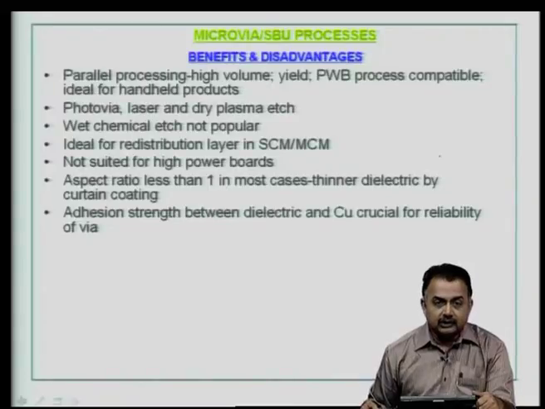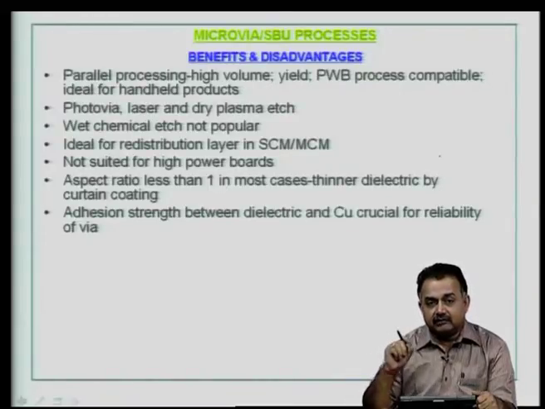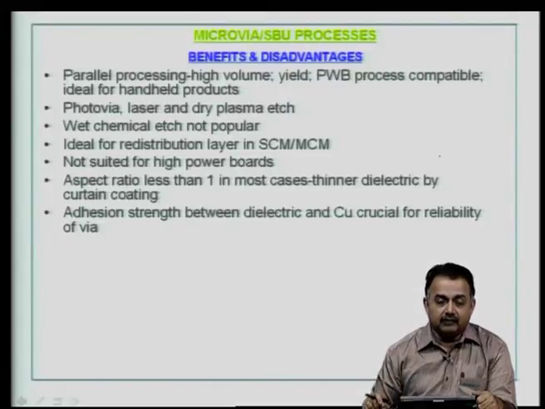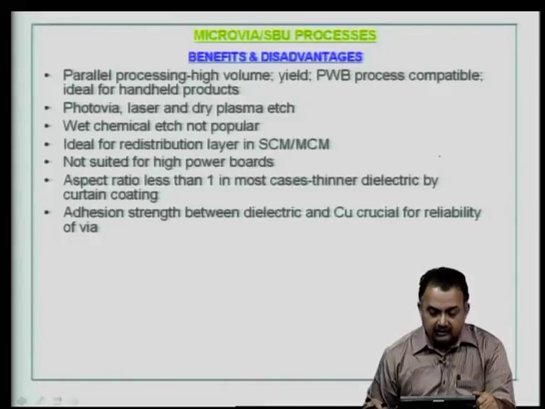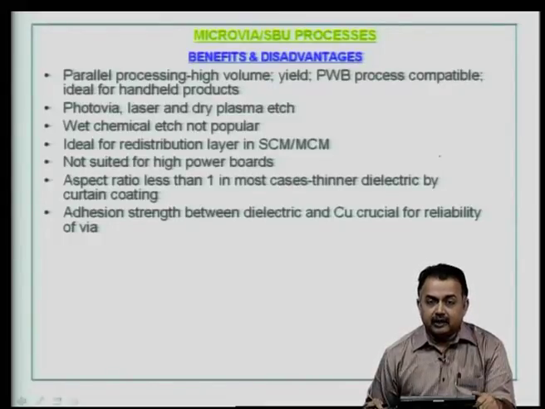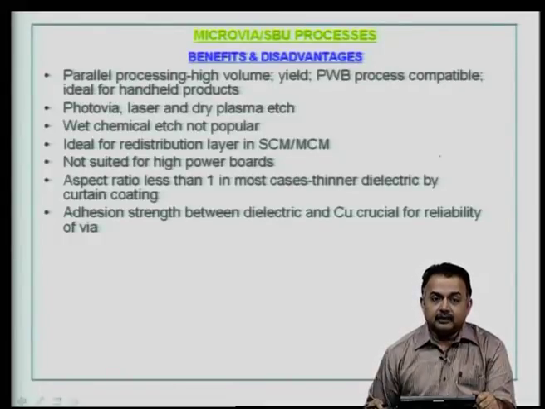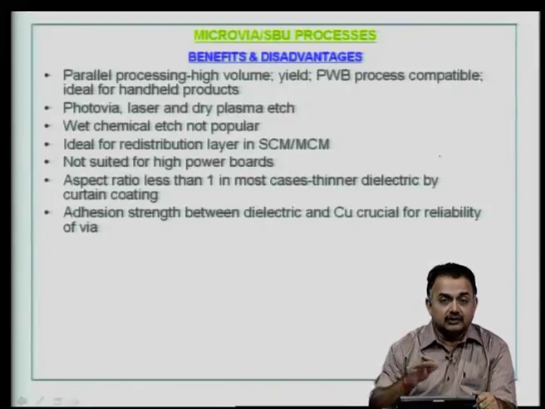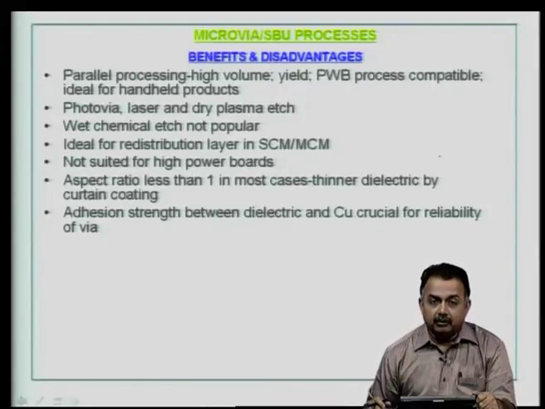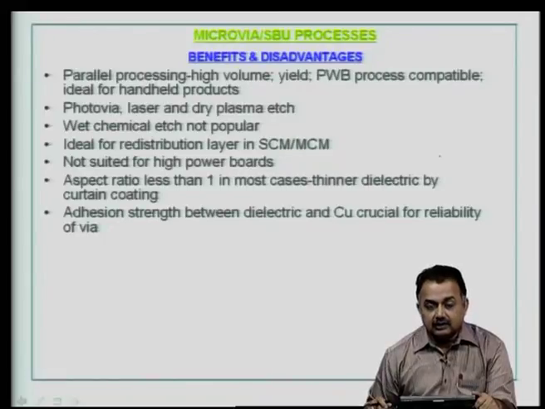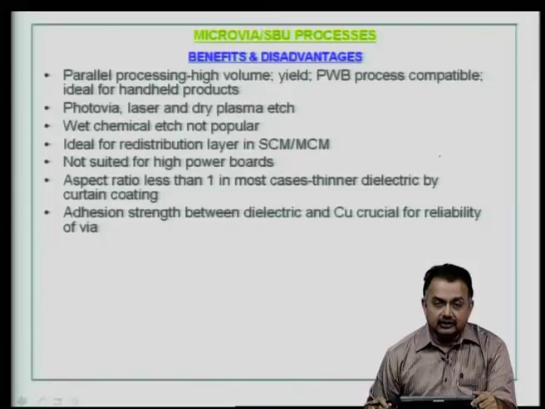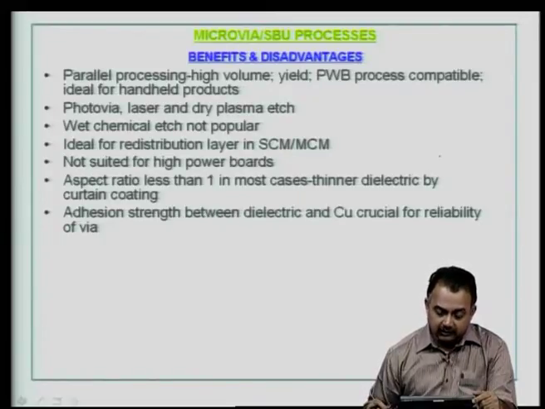Aspect ratio: if you look at the thickness of the dielectric that we use in the SBU and the size of the microvia that we create in the thin dielectric, the aspect ratio is less than 1. And if you use curtain coating, which can be used to reproduce very small thicknesses, our aspect ratios are fairly achievable. We can get a very good yield using these processes.